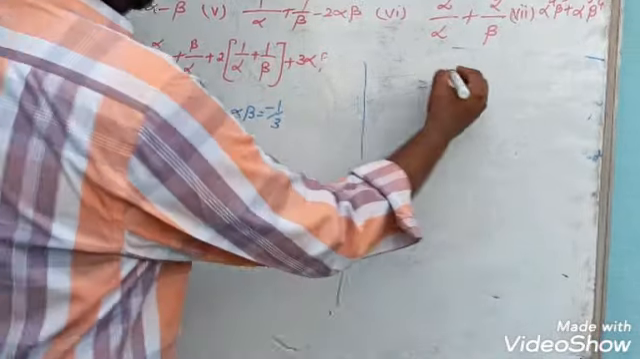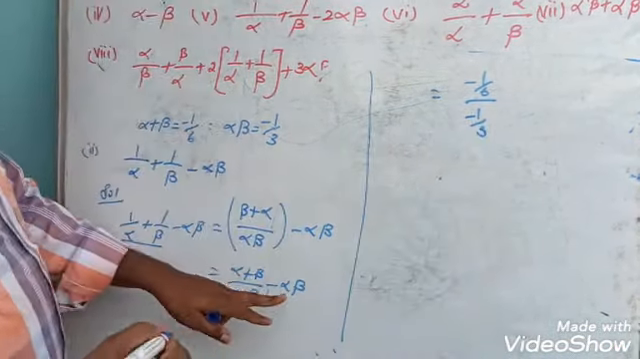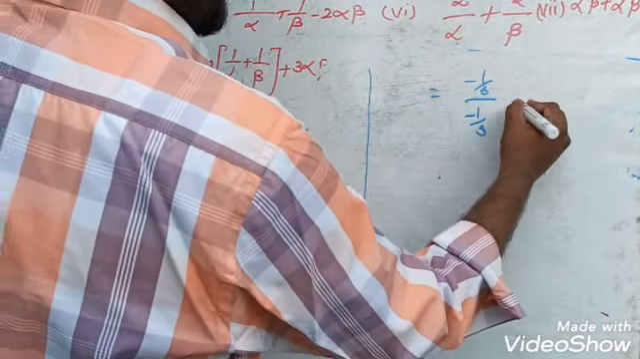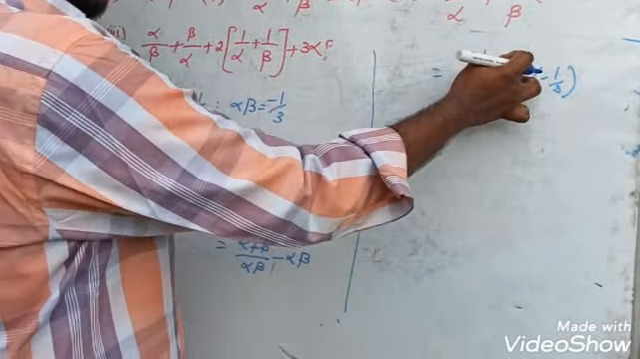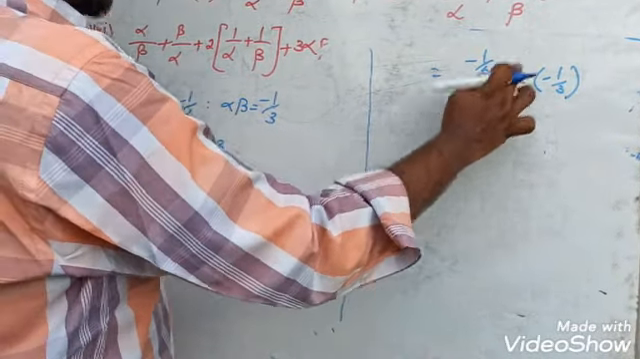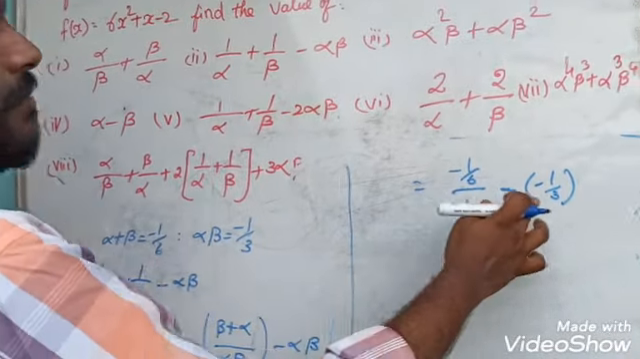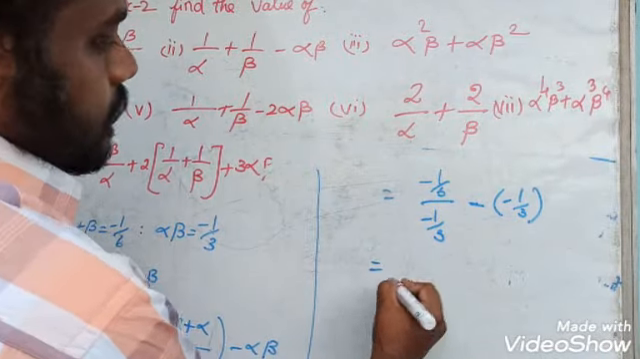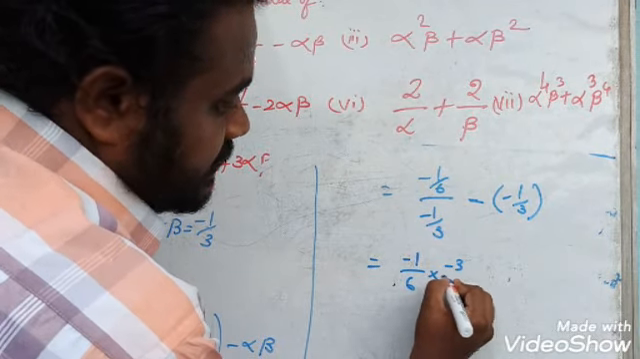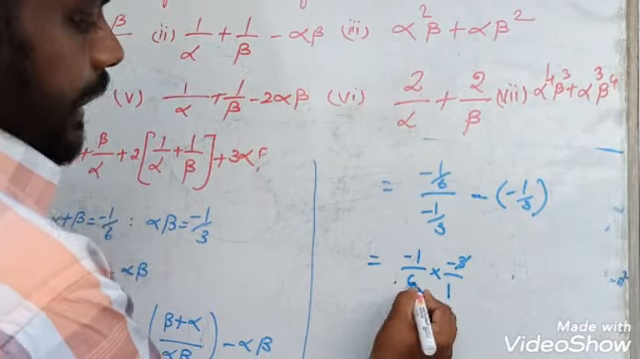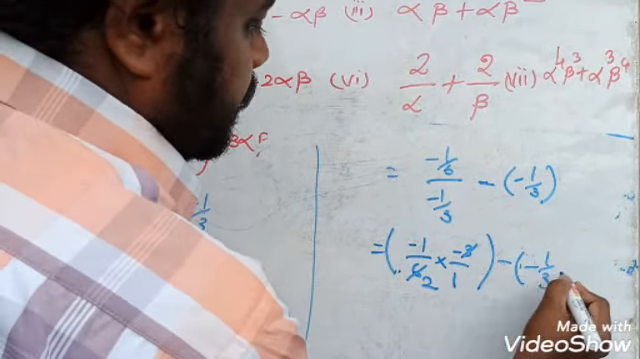Alpha plus beta, minus 1 by 6 whole, divided by minus 1 by 3, minus of minus 1 by 3. So alpha plus beta divided by alpha beta minus alpha beta. Minus in the quotient, and the value of alpha beta is minus 1 by 3. So here minus 1 by 6 into minus 3 by 1. So 1 3 is 3, 2 3s are 6. Minus of minus 1 by 3.